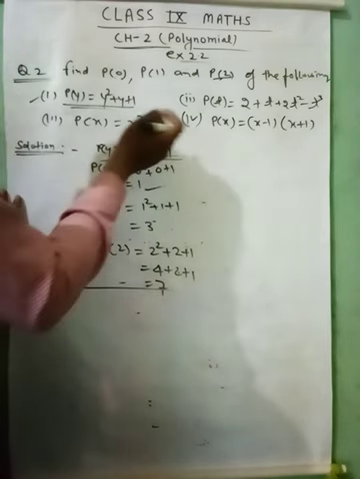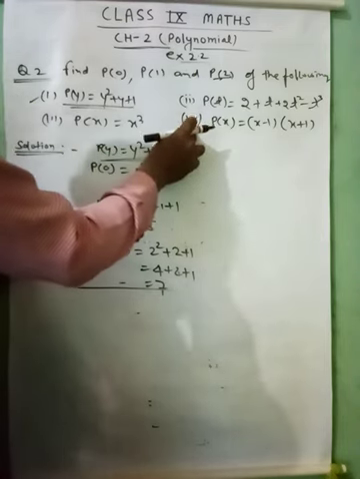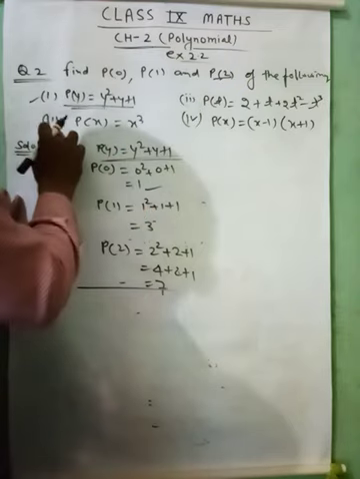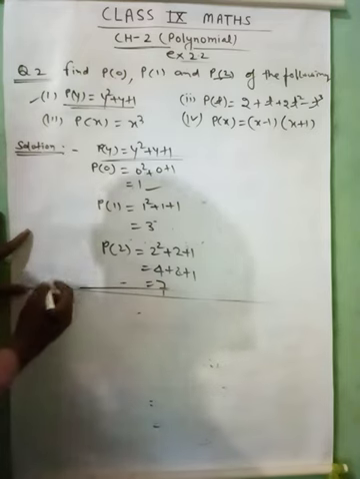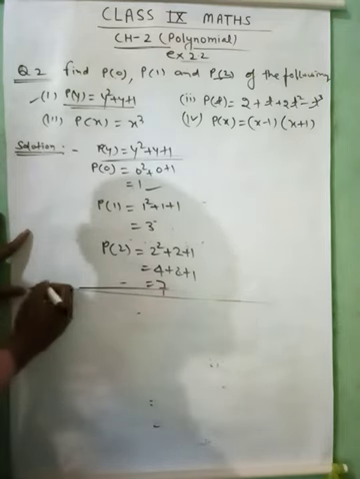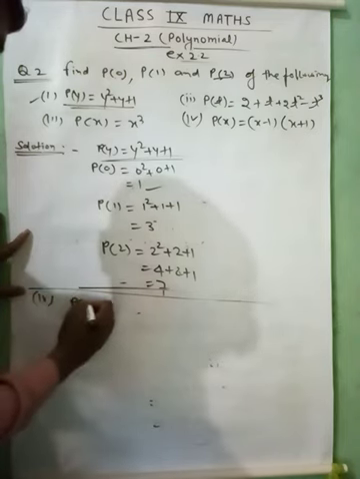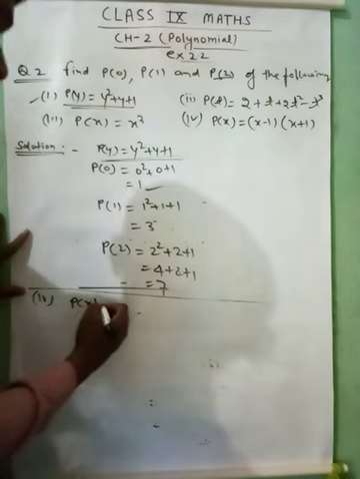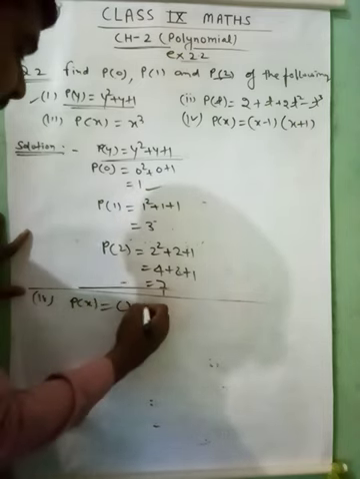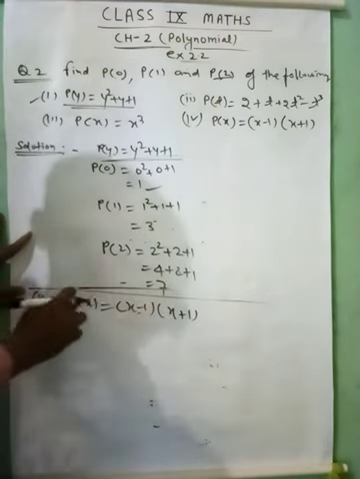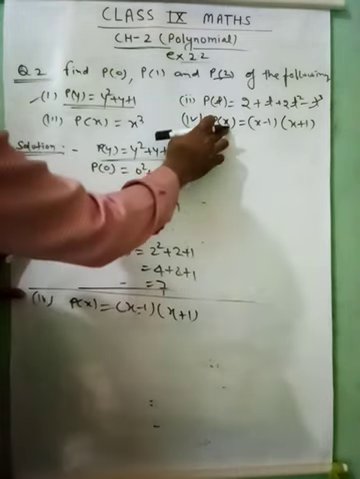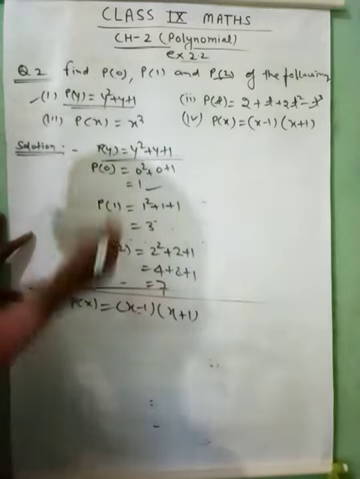Now we will take the fourth equation, and the second and third equation you have to do. Fourth equation is p(x) is equal to (x minus 1) and (x plus 1). So at the place of x, first the value we put is 0.